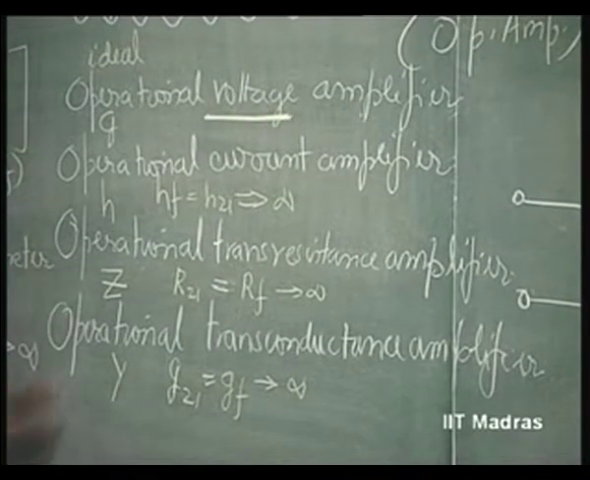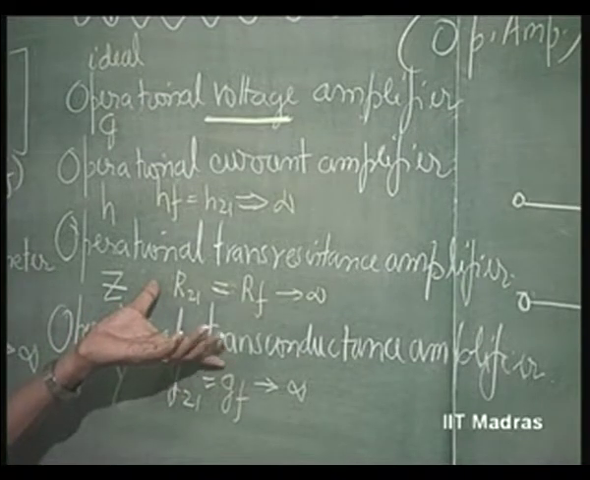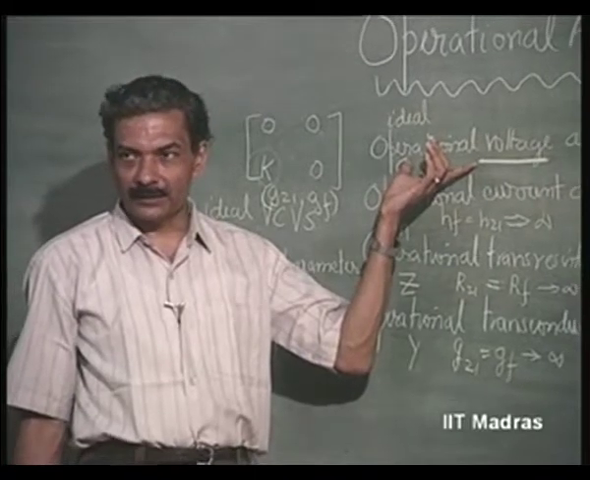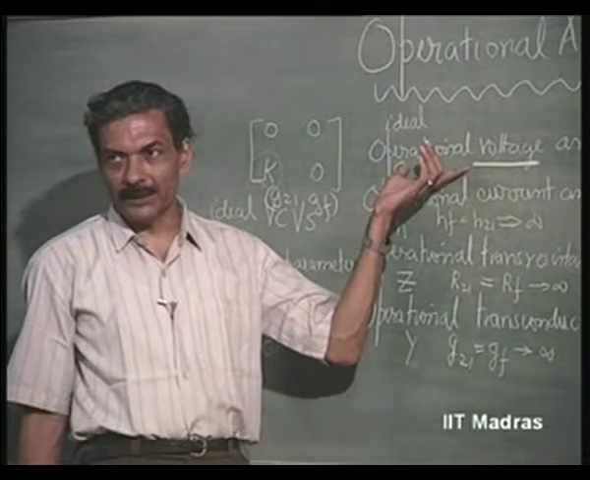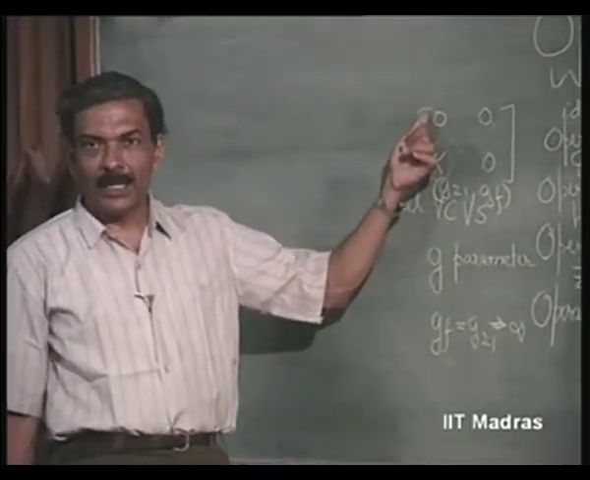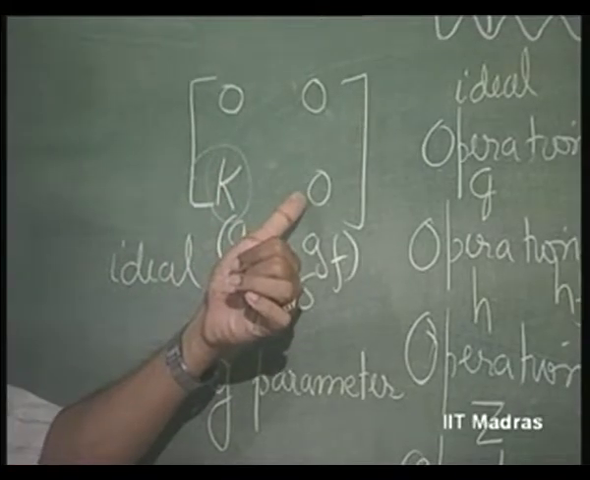So these are the basic definitions of operational amplifiers. Let us concentrate on how we can design a good operational voltage amplifier. Obviously, the input impedance should be as high as possible, output impedance should be as low as possible.